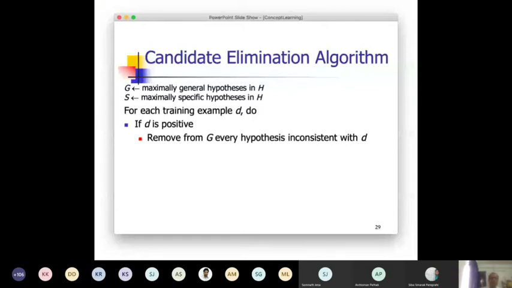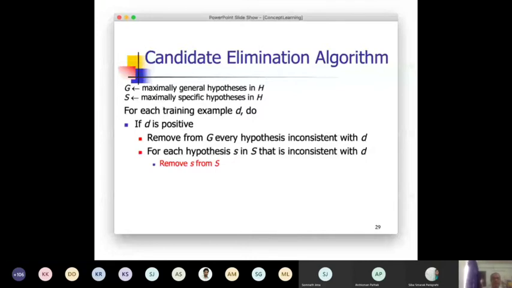So that is what G has to be modified. Anyway, let us see that: remove from G every hypothesis inconsistent with D. Now, for each hypothesis S in capital S, if it is inconsistent with D, which means this hypothesis is not satisfying D, because it's a positive example, then you have to make it more general. So that kind of modification, but this task is described in this fashion.